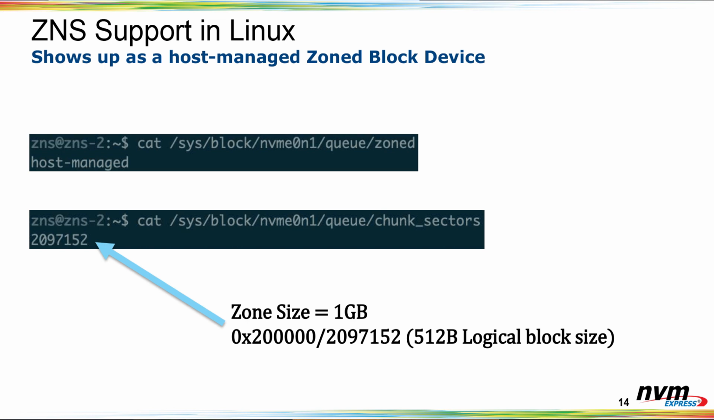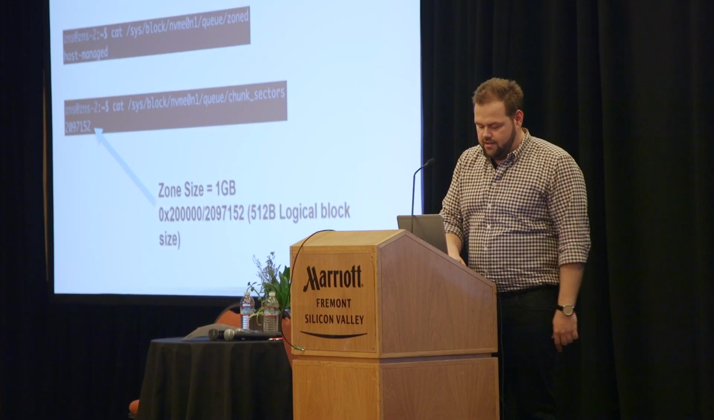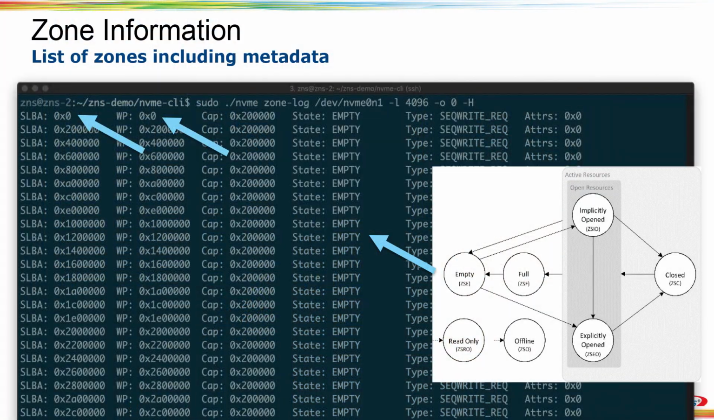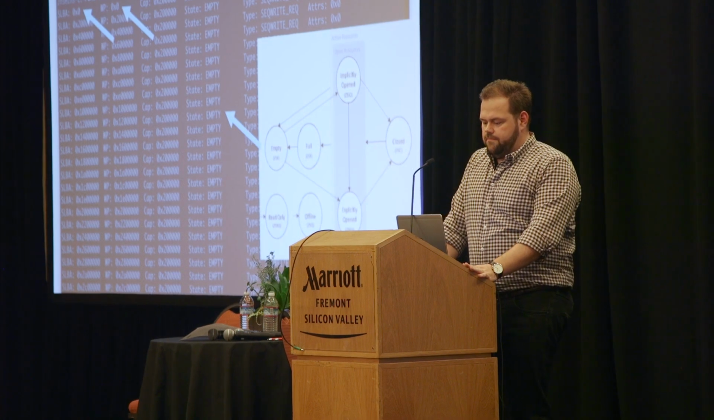The next part is where you have chunk sectors. In Linux speak, that's the zone size, and it's given in 512 byte sectors. This shows as a 1 gigabyte size. So all this works today. Next, we have these zones that we talked about and we want to get the information out. So we enabled NVMe CLI and so on. We have a zone log. We can get out the start LBA, the write pointer, the capacity, what the state is, empty, and so on. It's sequential write only. All those things are in and working.